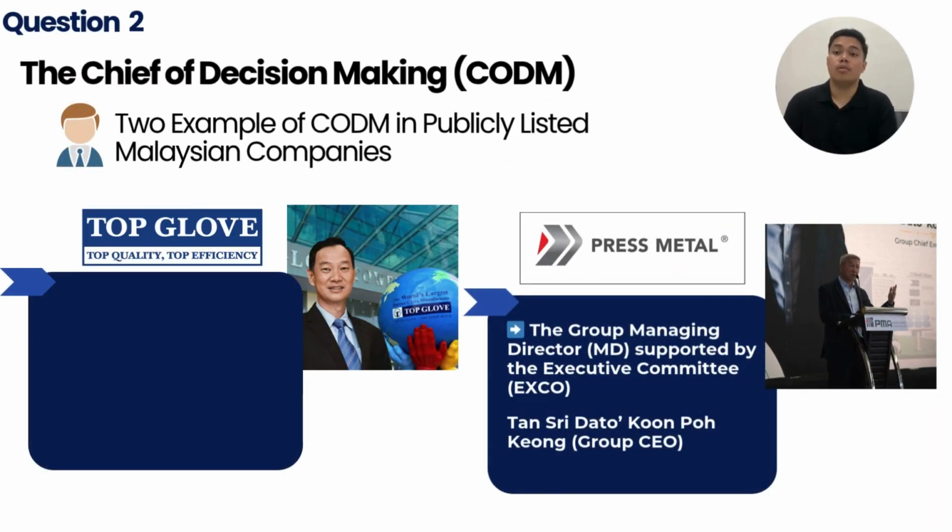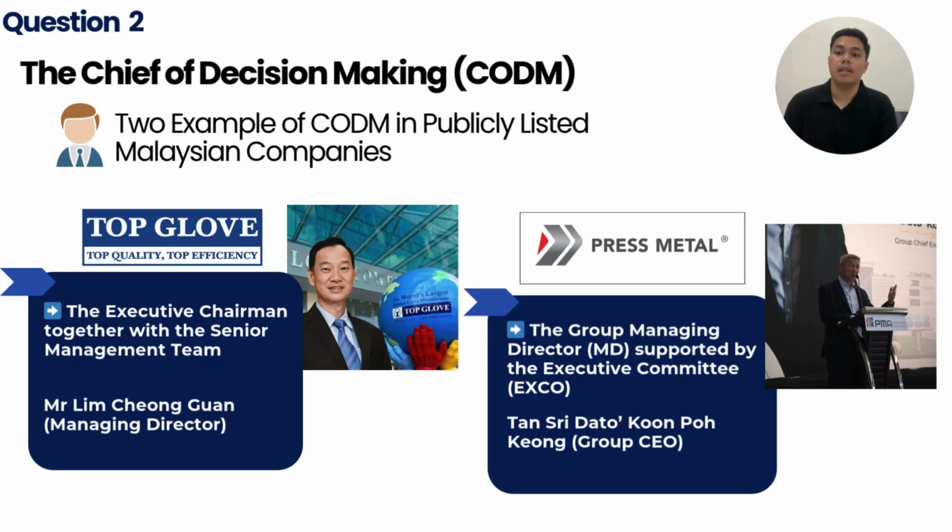Next, these are two example CODMs in publicly listed Malaysian companies. At top left, strategy and operational decisions are led collectively by the executive chairman and the senior management team. This group regularly reviews the performance of each business segment and makes key decisions on resources and strategy, which is Mr. Lim Cheong Guan as the managing director plays a major role in overseeing operation and guiding segment performance.